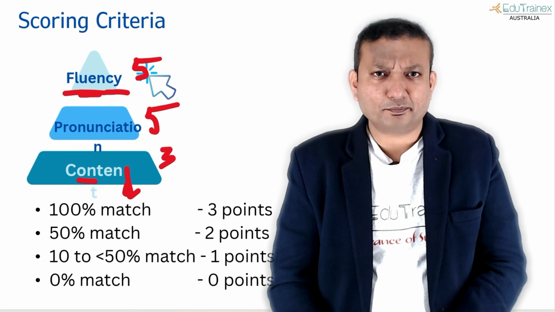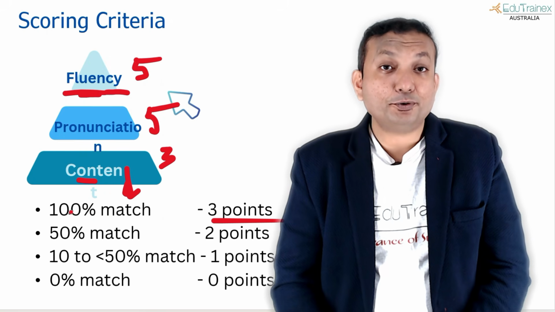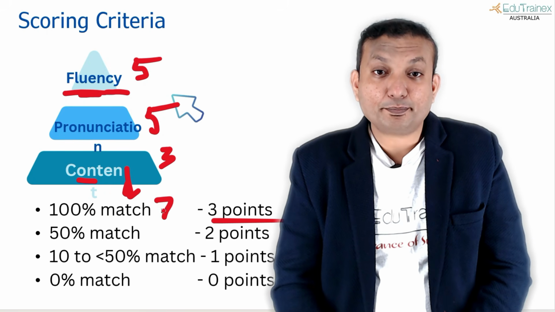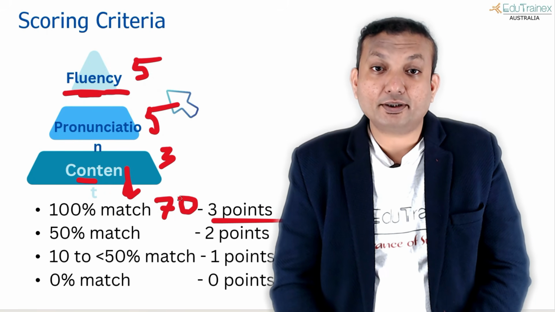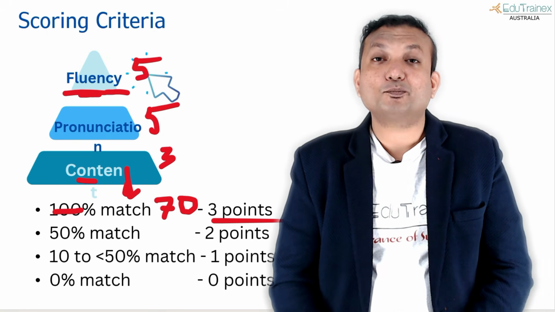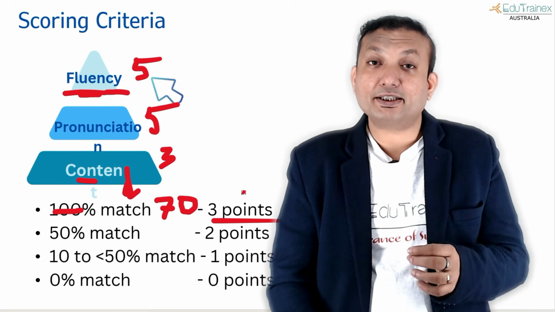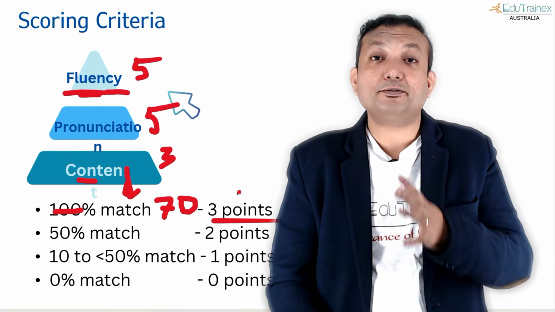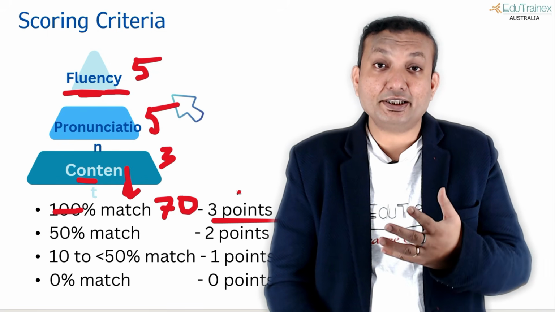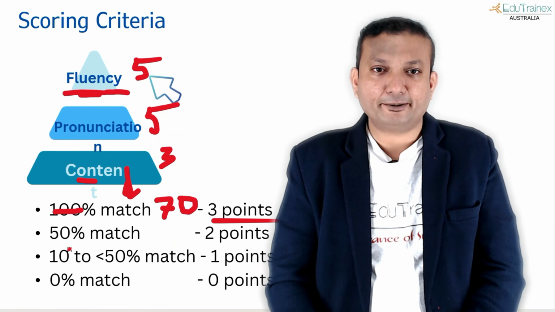If you say everything or close to everything, you get 3 points. Even if you are saying around 70% of what you heard, you still get 3 points. So this 100% is an obsolete thing that you might be hearing on YouTube. Even if you say 70% with full fluency, with full clarity in the pronunciation, then you still get 3 points. And that's how the students are crossing 79.